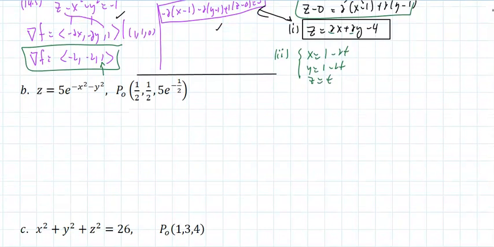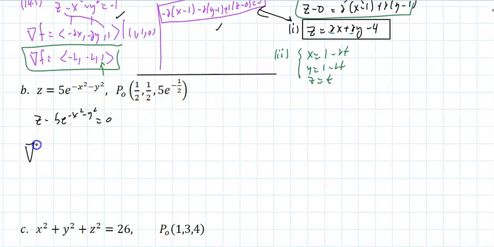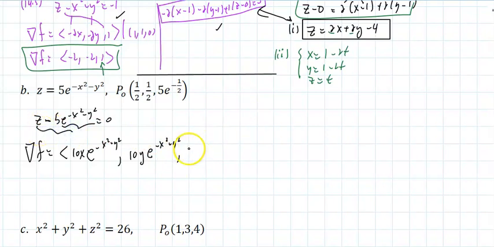Here we do the same thing. I'm going to say, look, that's z minus 5e to the negative x squared minus y squared equals 0. And if I take the gradient of f, the partial with respect to x, that's going to be e to the negative x squared minus y squared times negative 2x, 10x. And that's going to be 10y e to the negative x squared minus y squared. And the partial with respect to z is going to be simply 1.